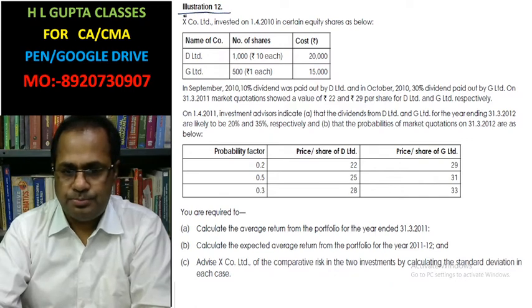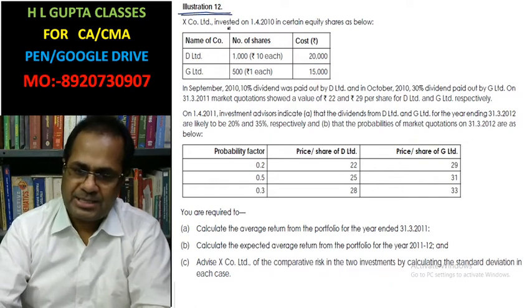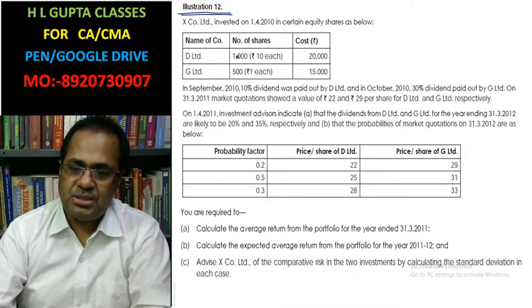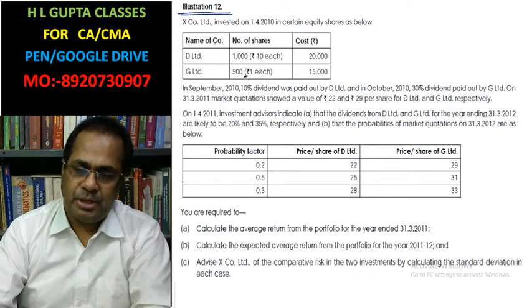Illustration number 12. X company invested in certain equity shares in 2010 as below. This is the number of shares: 1,000 of D, with a face value of rupees 10 each, and 500 of G, with a face value of rupees 1 each. The investment amount is 20,000 in D, and in this case the investment amount is 15,000 in G.